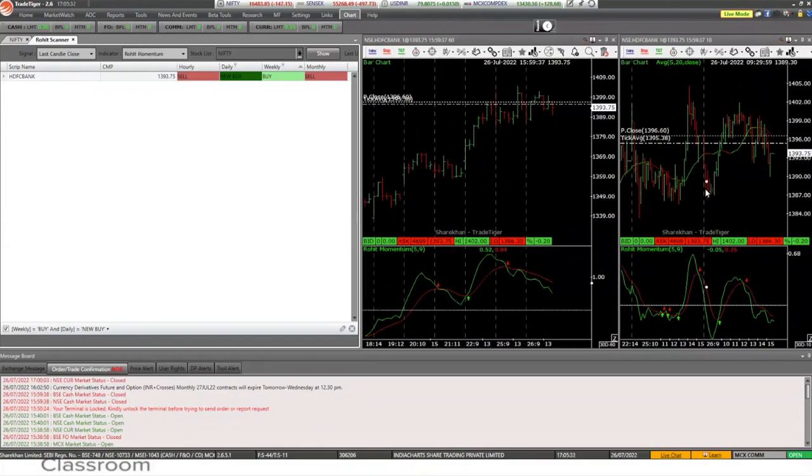It is not available as of now on the mobile app. It is only there on the Sharekhan TradeTiger. It's available free for all Sharekhan customers. So those who are not customers, once you open an account and download the TradeTiger terminal, you will be able to access this tool, as Sir explained.